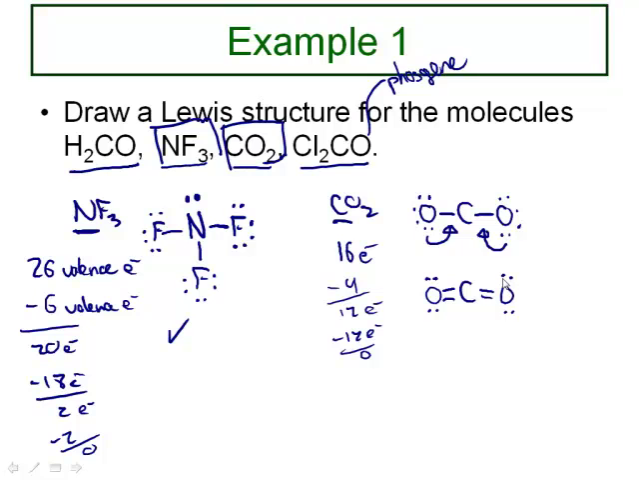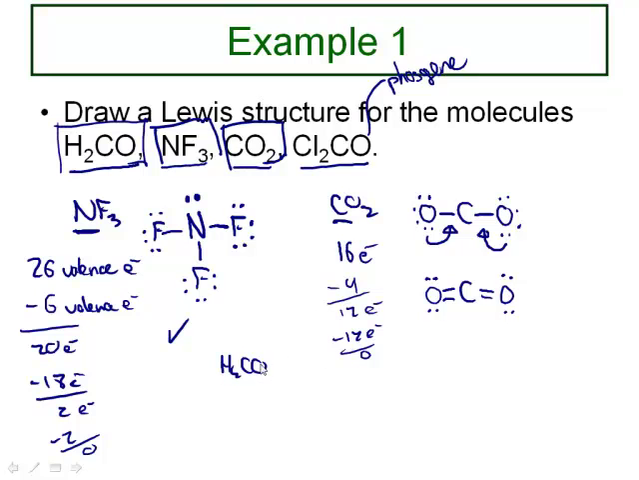As a rule of thumb, guys, do not make double bonds unless you have to fulfill the octet for something. Start with single bonds first, and then if you have to, make multiple bonds. Okay, let's do one more here. Let's do this guy right here, which is going to be formaldehyde. The formula is H2CO.